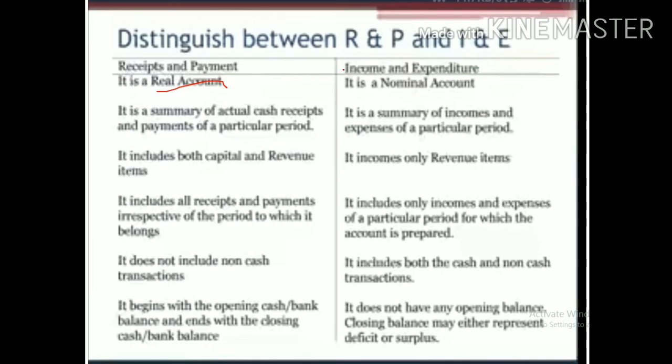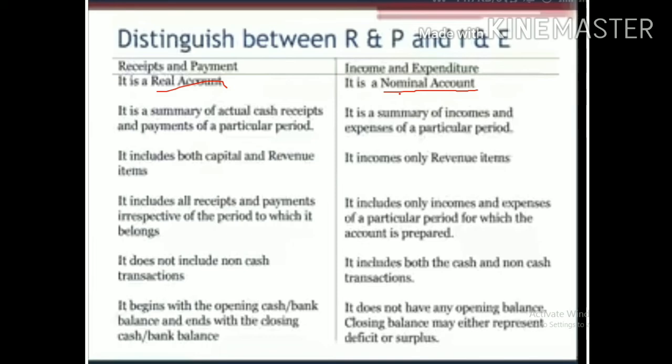But the income and expenditure account is a nominal account. The receipts and payment account is a real account and the income and expenditure account is a nominal account. What is the rule of a nominal account? Debit all expenses and losses and credit all incomes and gains. So this is the rule of the income and expenditure account.